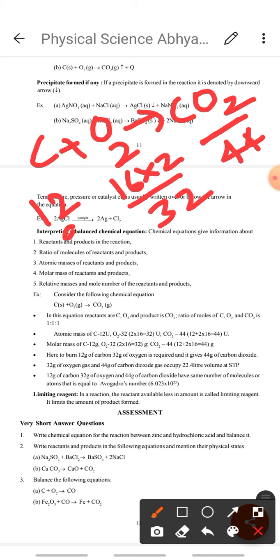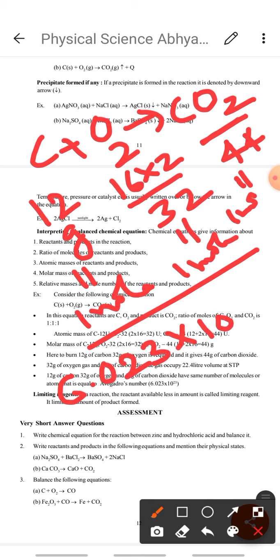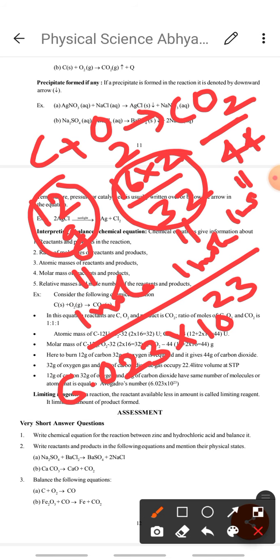So here 12 grams of carbon is 1 mole. 32 grams of oxygen is 1 mole. 44 grams of carbon dioxide is 1 mole. We know that 1 mole of any substance contains 6.023 into 10 to the power of 23 atoms or molecules or ions. So this reaction gives the information that 12 grams of carbon reacts with 32 grams of oxygen, producing 44 grams of carbon dioxide.